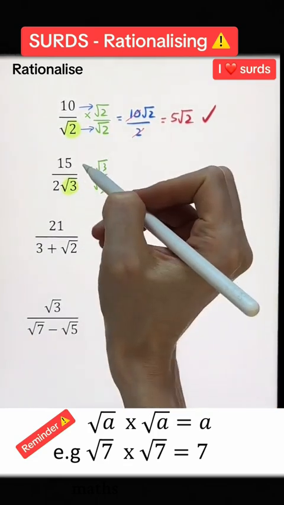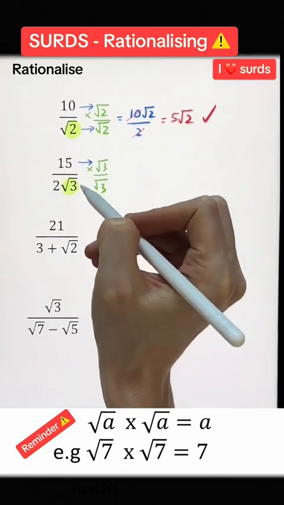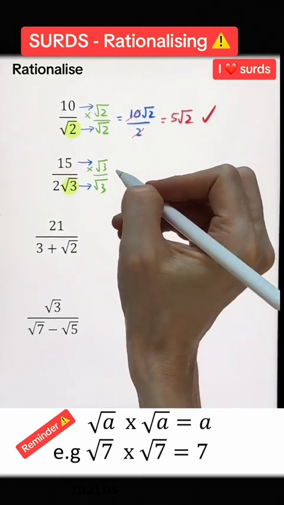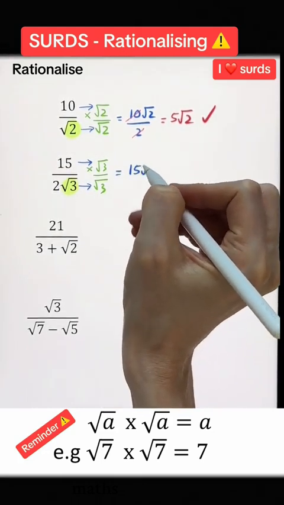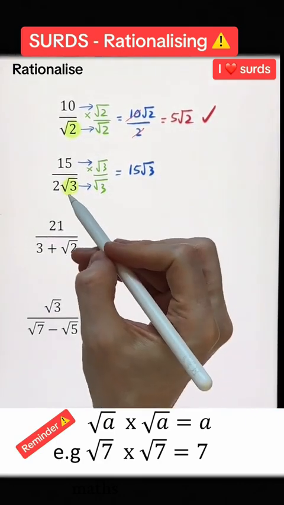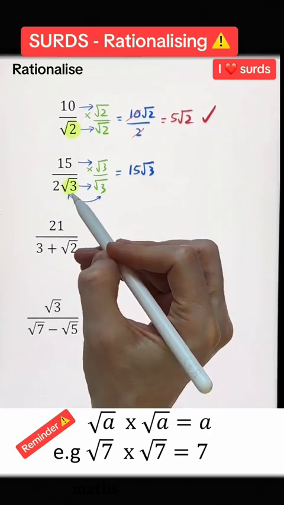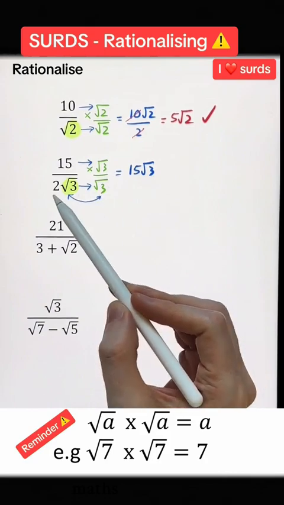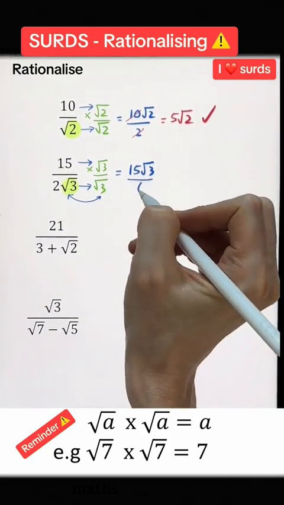Again, when multiplying fractions, I just multiply the tops and multiply the bottom separately. On the top, 15 multiplied by root 3 will give us 15 lots of root 3. On the bottom, I know that a root times itself will just give the number or letter back. So root 3 multiplied by root 3 is simply 3. And then 3 times 2 will give us 6 on the bottom.